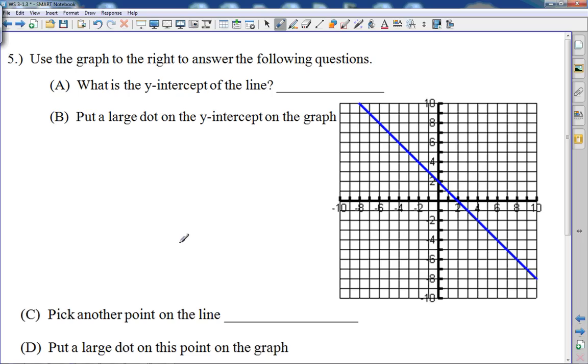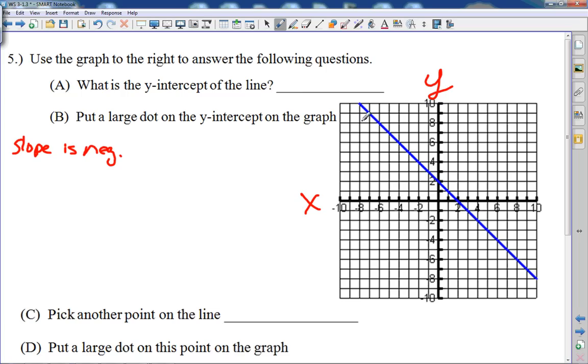Next one. Here's the next one. What is the y-intercept of the line? Well, first off, let's put x and y. Let's talk about what we see already. I see that my line is decreasing. It is going down. That means I know that my slope is going to be negative.